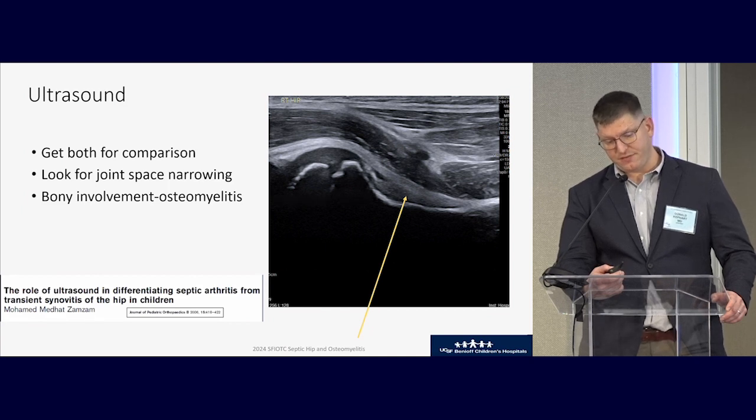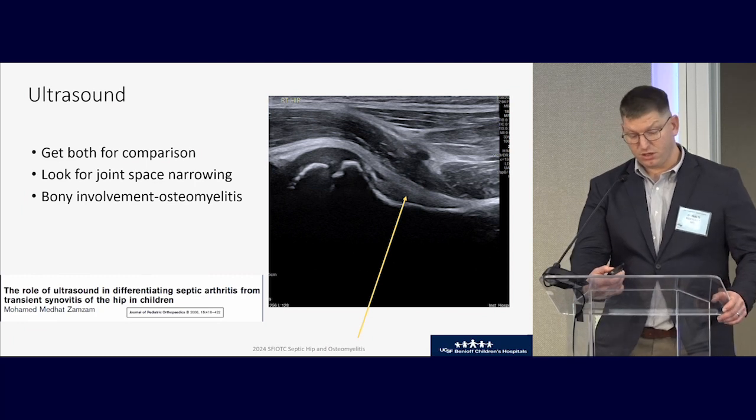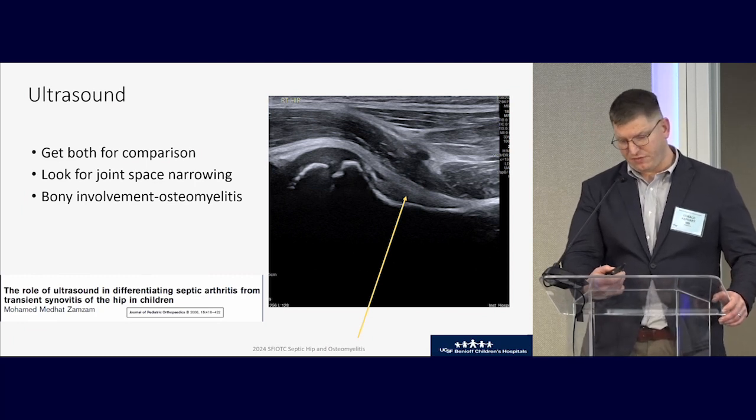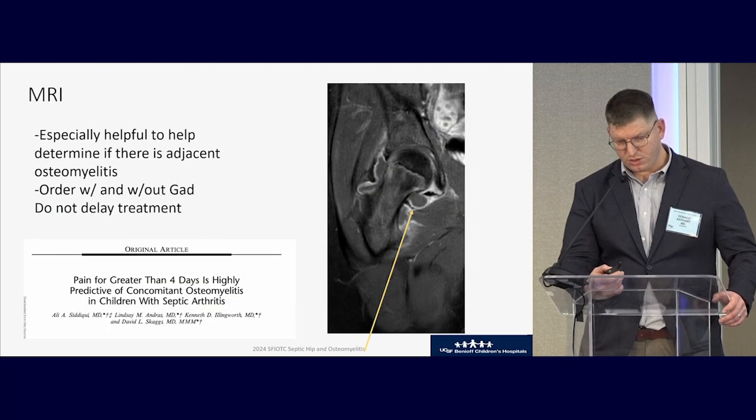Both transient synovitis and septic arthritis can have effusion. However, if you don't have effusion, it's very difficult to have a septic arthritis. You can also look for bony involvement that might demonstrate osteomyelitis on ultrasound. And ultrasound, like I mentioned, is not very good to differentiate septic arthritis from transient synovitis because they both have an effusion.